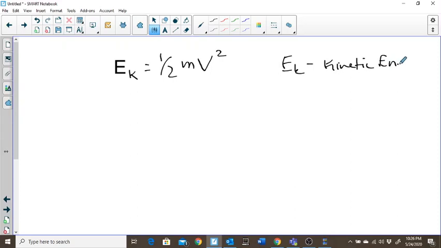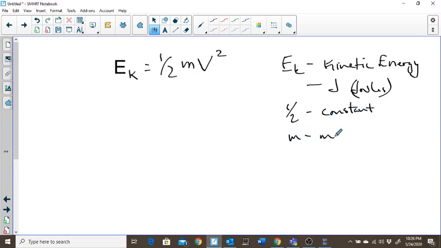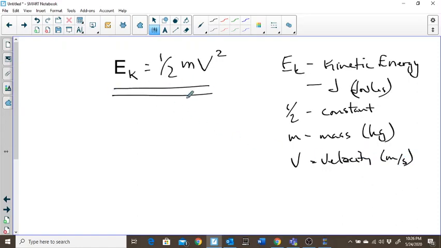What do we measure energy in? The answer to that is joules. More Newton meters, but when we're talking energy, we're talking joules. Potential energy was in joules and kinetic energy is in joules. We have the 1/2, which is what we call a constant. It's a numerical value. It's there to make the numbers come out right. And we have our m, which is our mass, and our mass has to be in kilograms. And then we have v, which is our velocity, our speed, and that's going to be in meters per second. Okay, so this is the format.